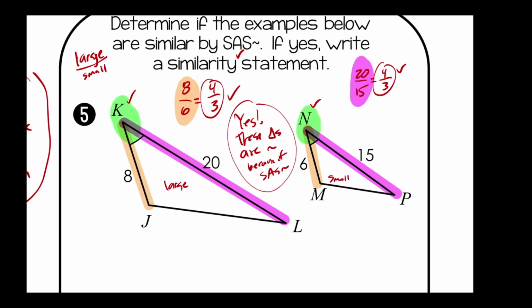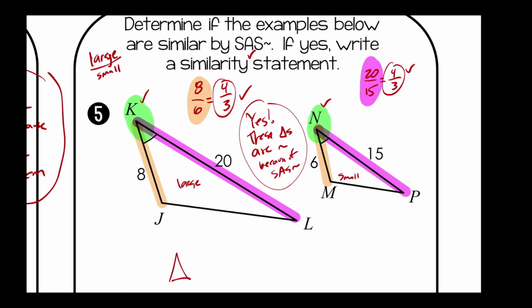And so now let's write our similarity statement. Triangle blank, blank, blank is similar to triangle blank, blank, blank. So we know K and N match. So K and N match, right? And then we can look here. If you want to do the other side, we can do this other side.